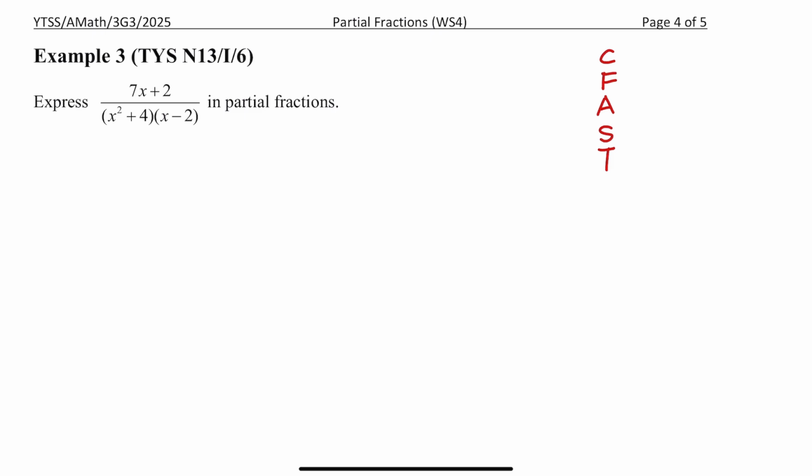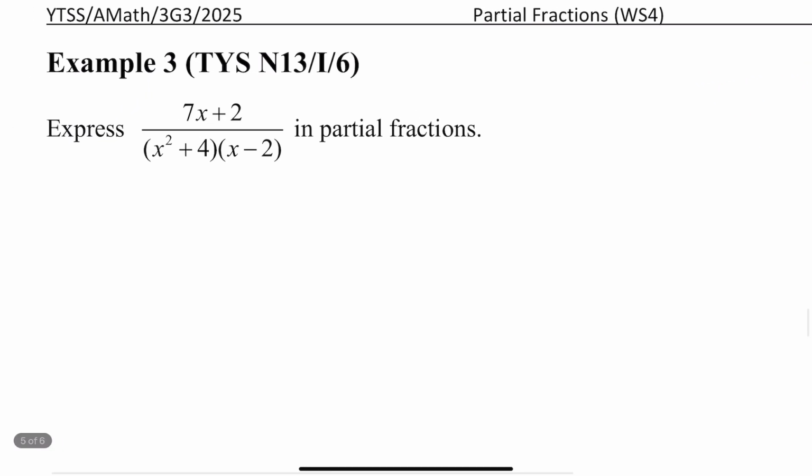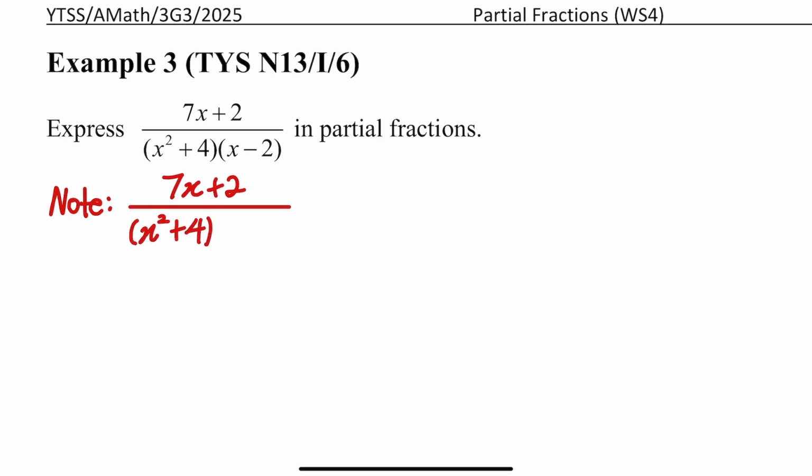How do I solve this question over here? So first step is to check whether this is a proper or improper fraction. By checking, I hope you can see clearly that over here, example 3, numerator is degree 1, denominator is degree 3. So therefore I can make the conclusion that (7x plus 2) over (x squared plus 4)(x minus 2) is a proper fraction.